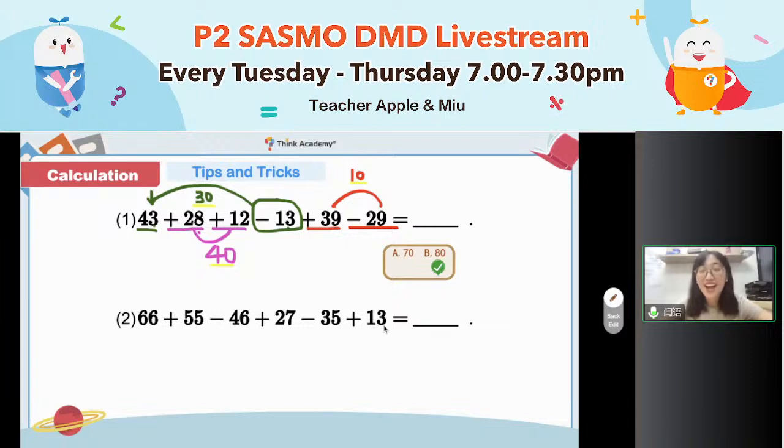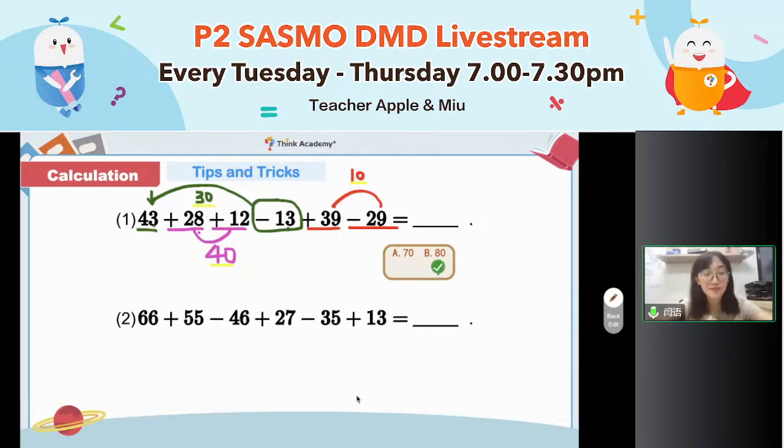Now, again, another challenge question for you, everyone. Let me check this time how many of you can answer it correctly. 66 plus 55 minus 46 plus 27 minus 35 plus 13. Wow, looks very complicated. What is the answer here? Want to cry? The question is very hard, right? No, you can do it, okay?